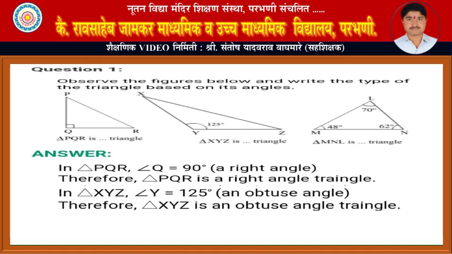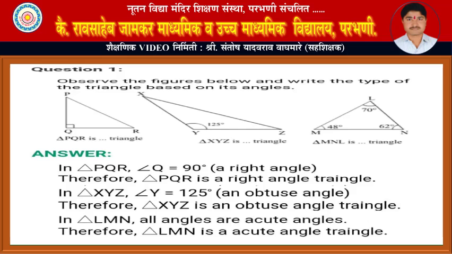Third figure. We have triangle LMN and all the angles are less than 90 degree. That means triangle MNL is an acute angle triangle. So let's write, in triangle LMN, all angles are acute angles. Therefore, triangle LMN is an acute angle triangle. So this way we have completed question number 1.